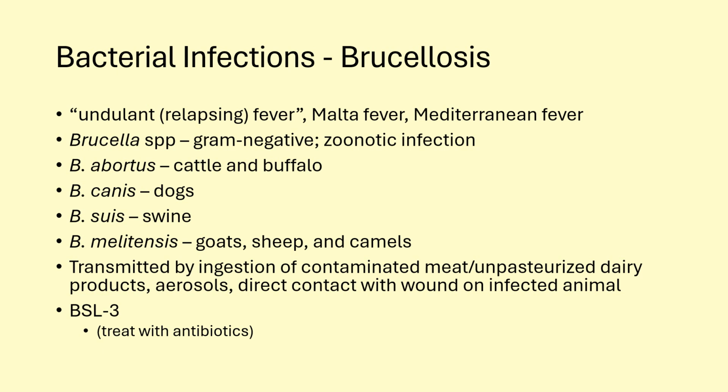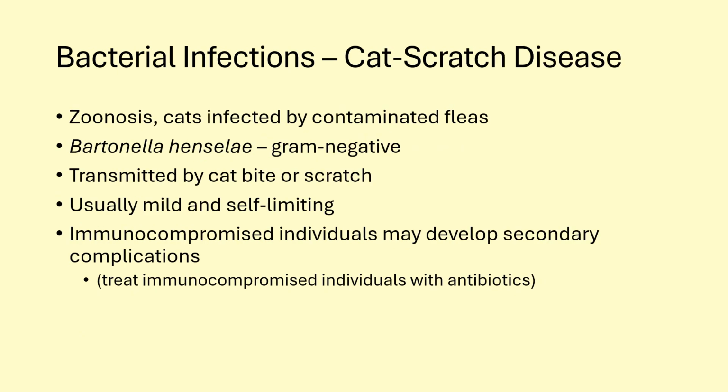So how is it being transmitted from these animals, whichever species you're talking about, to humans? It's by ingestion of contaminated meat or unpasteurized dairy products. It can be aerosol. It can be direct contact. If the infected animal has a wound and you come in direct contact with it, it can be transmitted to you. This is also a BSL-3 organism. So you treat it with antibiotics. If it's BSL-3, you know that it typically is highly contagious, and you should be very, very careful working with it.